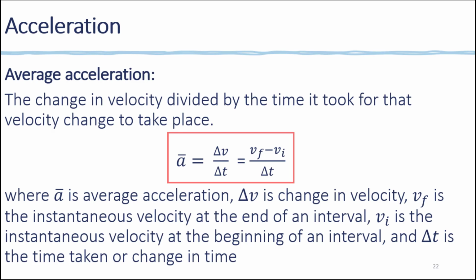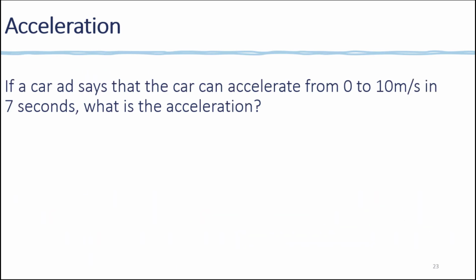The units for describing acceleration are a unit of length divided by a unit of time for velocity, and then that's divided by another unit of time. So the standard metric units for describing acceleration are meters per second squared. So if a car ad says that the car can accelerate from 0 to 10 meters per second in 7 seconds, what is its acceleration? Based on the mathematical formula that I just showed you in the slide before.